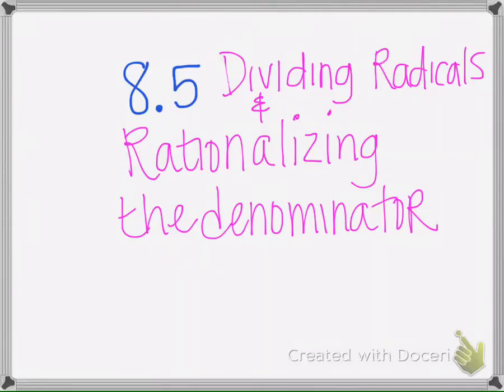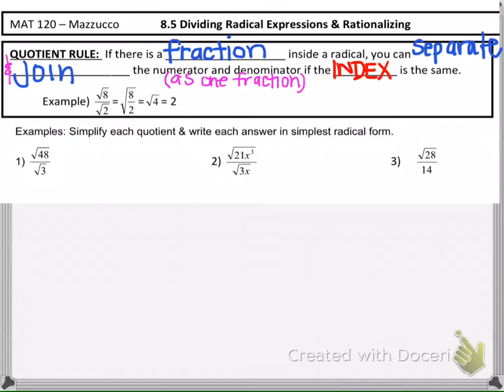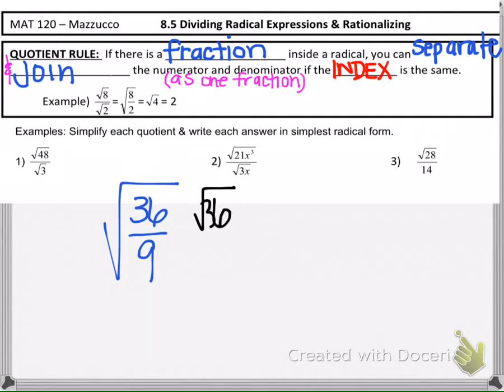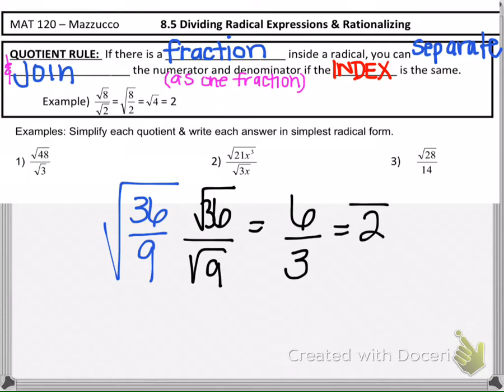This video is on how to divide with radicals and how to rationalize the denominator. So we've talked about the quotient rule before, and when we talked about it last, we talked about if there is a fraction inside the radical, so for example 36 over 9, that we can separate this into the square root of 36 over the square root of 9 to get 6/3, which is 2.